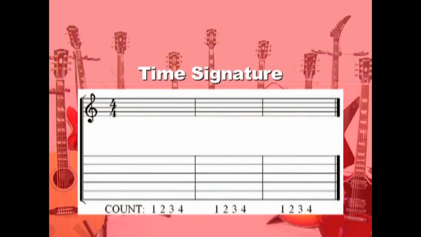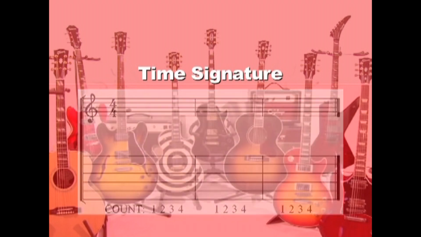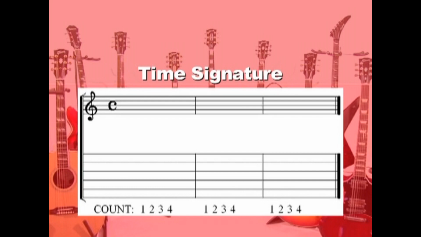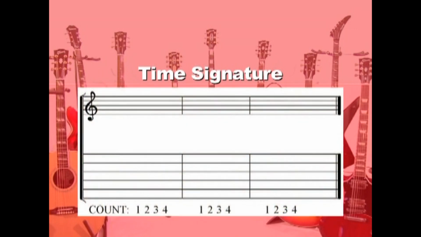The most popular time signature is 4/4 timing. 4/4 timing is also called common time and is sometimes identified with a letter C in the time signature. Another way to identify 4/4 timing or common time is to leave the time signature blank.